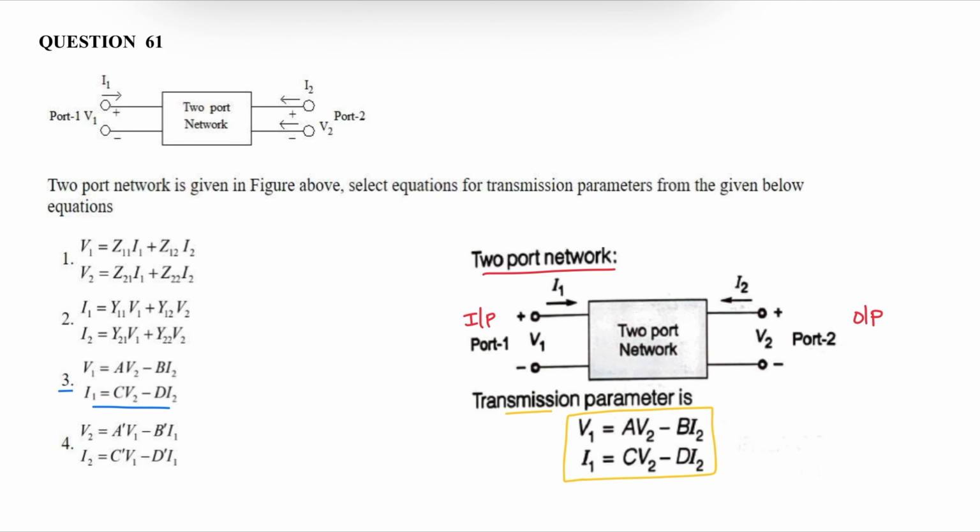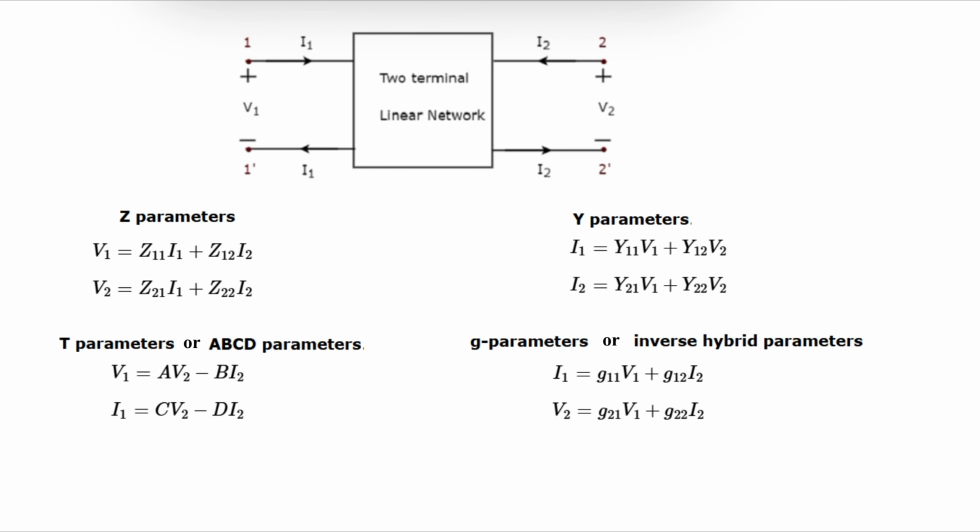Let us see the expressions for other parameters. For Z parameters, V1 is equal to Z11 I1 plus Z12 I2, V2 is equal to Z21 I1 plus Z22 I2. For Y parameters, I1 is equal to Y11 V1 plus Y12 V2, I2 is Y21 V1 plus Y22 V2. Transmission parameters are ABCD parameters. V1 is equal to AV2 minus BI2, I1 is equal to CV2 minus DI2.